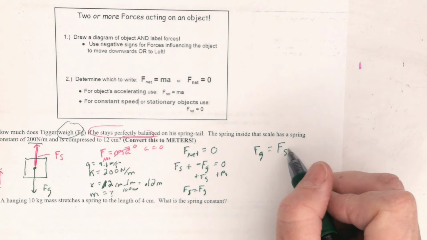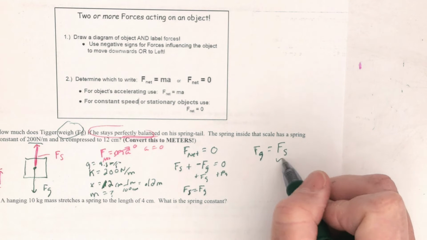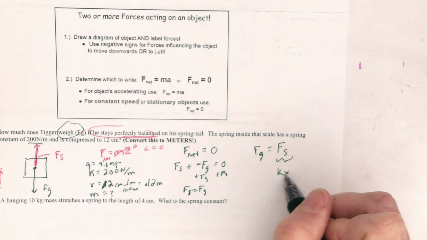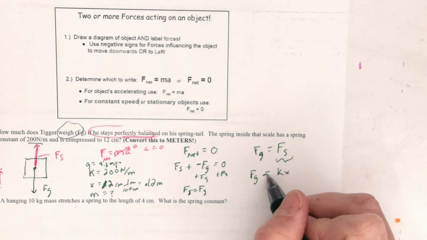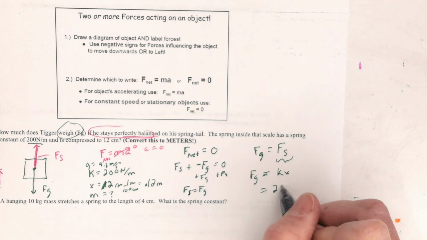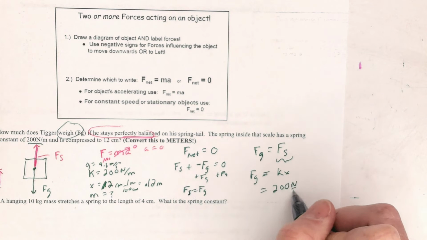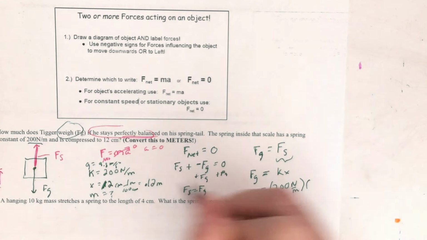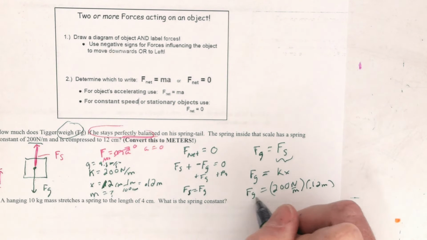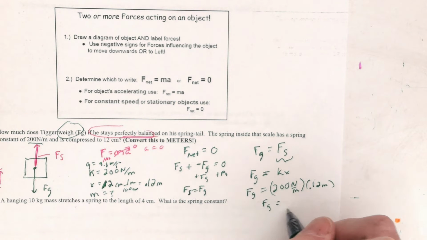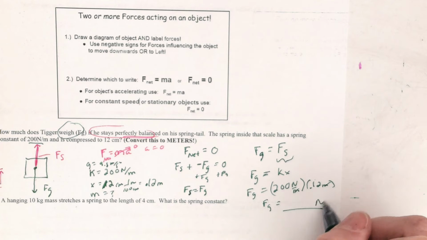So now I could replace this side with kx. So now my force of gravity, because these two are equal, is going to be equal to my spring constant, 200 newtons per meter, times my compression of 0.12 meters. It's my FG. All right, we do the math. Meters cancel out. You're going to get newtons.